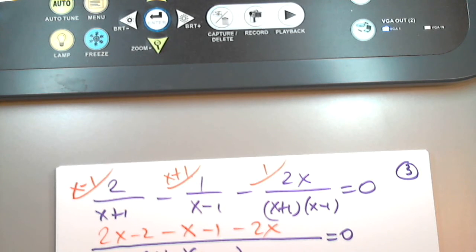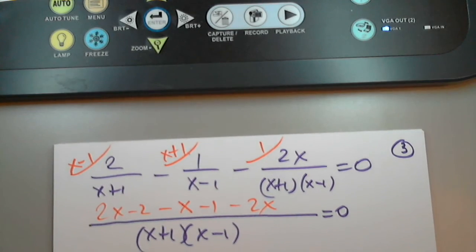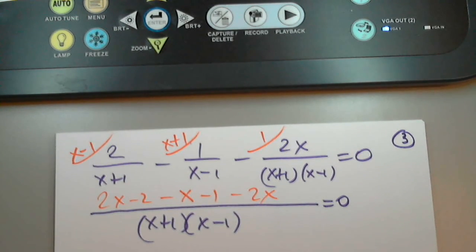Okay. And it always goes to the top. Okay. Yes. Good. So 2x minus 2 minus x minus 1 minus 2x. Next step. Right. So I have 2x minus 2x will go away. And I have a negative x and I have a negative 3 over x plus 1, x minus 1.